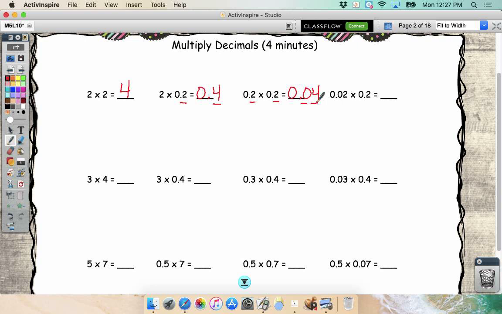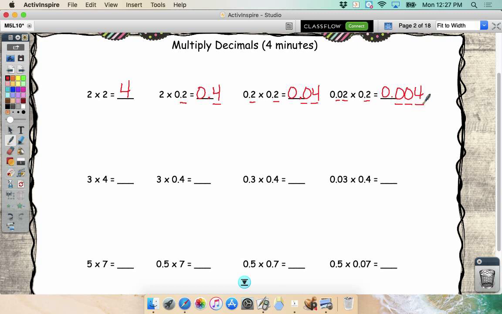Now this one is hundredths times tenths. So how many total digits behind the decimal this time? 3. So I will need 3 digits behind the decimal in my answer. How do I say this number? Just say it. 4 thousandths.